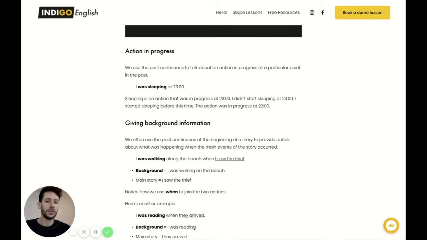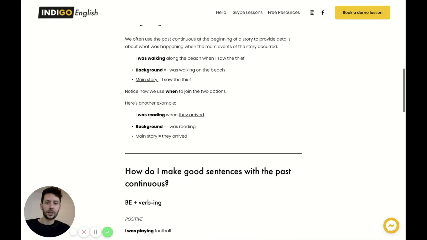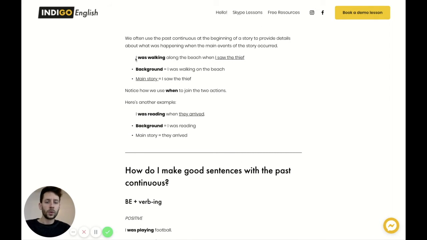The past continuous is really useful when we're talking about stories, when we're telling stories. And we use it to give the background information of the main events. Look at these examples here. So I was walking along the beach when I saw the thief. Okay, so the background action in progress, I was walking on the beach, and the main events of the story, I saw the thief. Okay, so we've got these two things in the past, and the past continuous tells us what was happening when the main story happened.